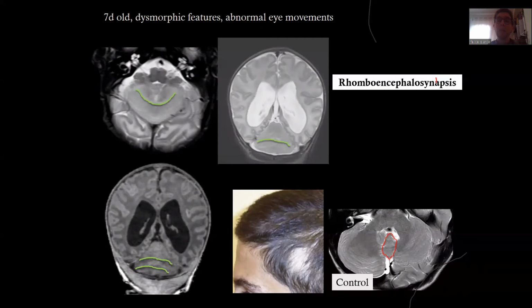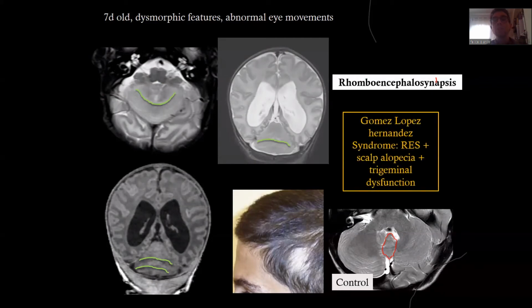When we have a rhomboencephalosynapsis, so we do the neuroradiological diagnosis, and then we see that there are trigeminal abnormality signs in the clinical history, and we look at the child and we see alopecia, we call it Gomez-Lopez-Hernandez syndrome. So rhomboencephalosynapsis plus scalp alopecia plus trigeminal dysfunction.